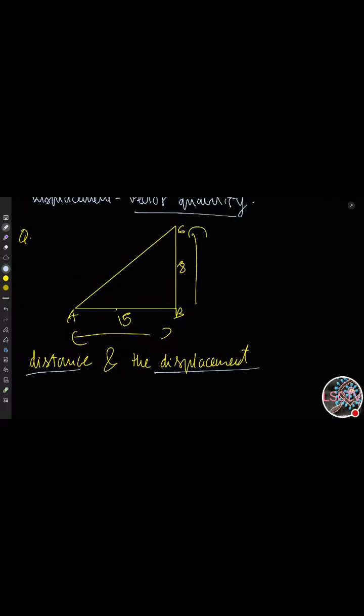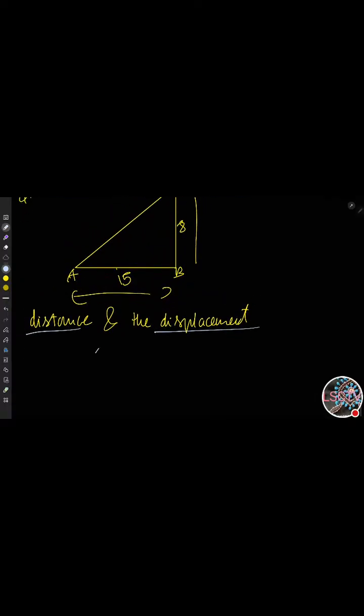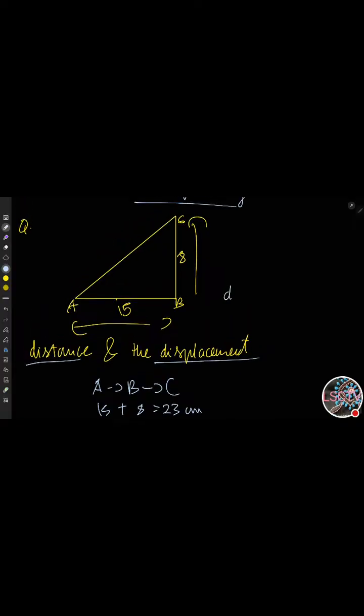Okay, fine. No one's answering here. We have A to B, B to C. What is this? 15 plus 8, which is 23 centimeter. So the distance is equal to 23 centimeter. Fine. Now, what is the displacement? Everybody in the chat here, find it. What is the displacement? Find the displacement, or I'll just go and drink some water.